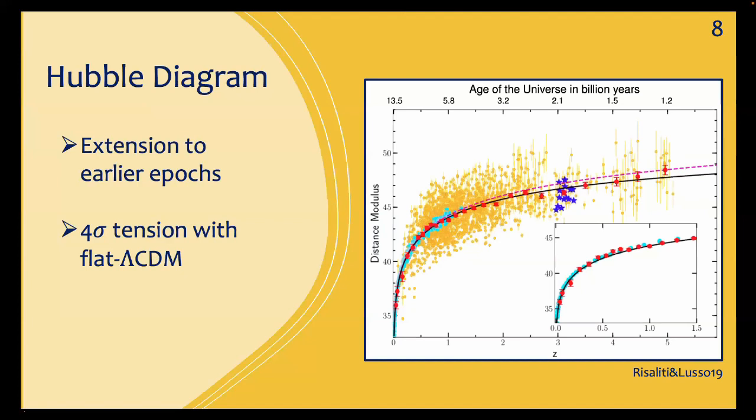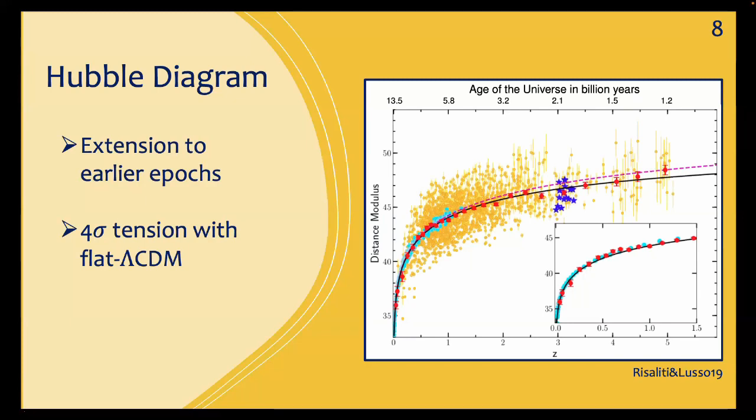And the one I'm showing you here is the resulting Hubble diagram, where the cyan points are Supernovae Ia, and the yellow and blue points are the same as before. The red points are the average for quasars in small redshift bins. So first thing, you see how much we can extend this diagram in terms of redshift and therefore in terms of the age of the universe.